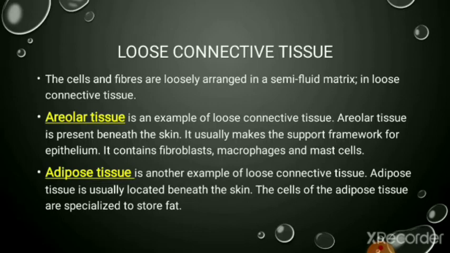The next kind of loose connective tissue is adipose tissue. It is another example of loose connective tissue. Adipose tissue is usually located beneath the skin, but its main function is to store reserve food material in the form of fat. It contains a particular type of cell, the adipocytes, which help in the storage of fat in the body.